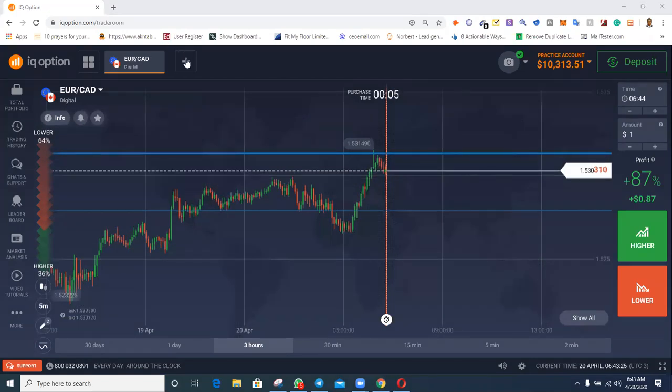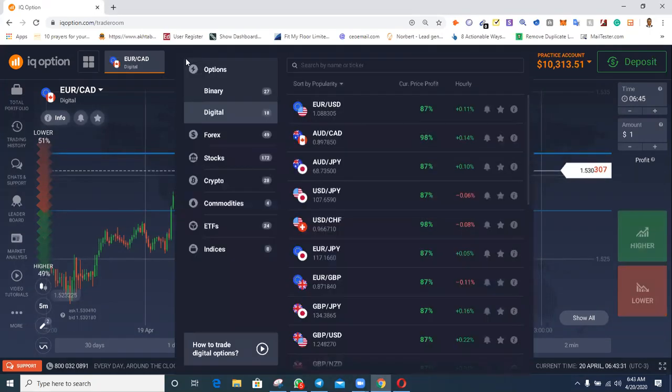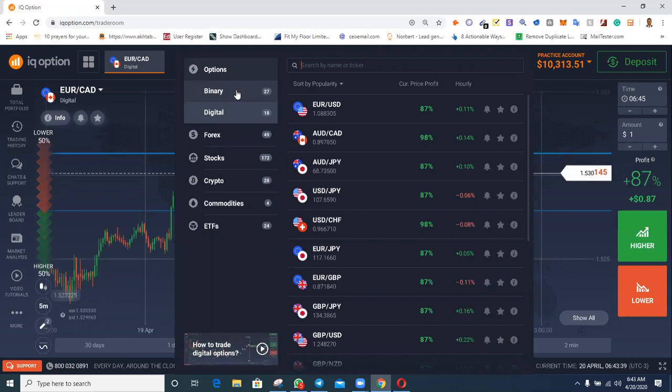Let me pick one more thing I need you guys to understand. We have digital and we have binary. If you're using the desktop version or a laptop, you will see both digital and binary. But if you're using the phone app, you will only see binary, you will not see digital. The difference is that in digital, the profit percentage is higher than binary. You can check. Euro USD is 87 here. Let's look at binary. Binary Euro USD.